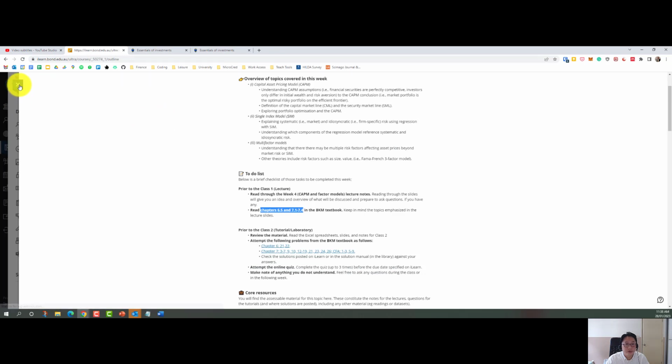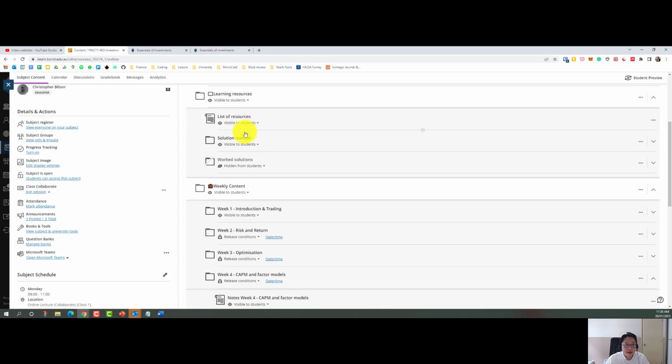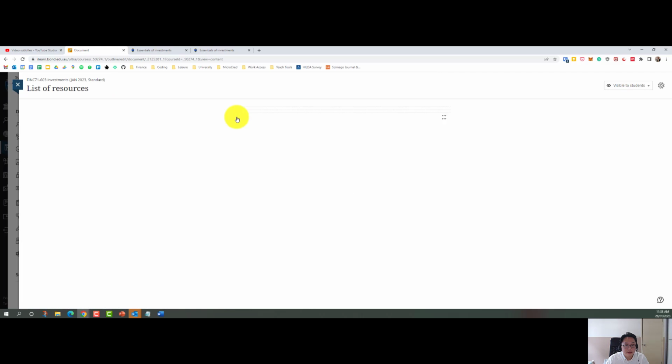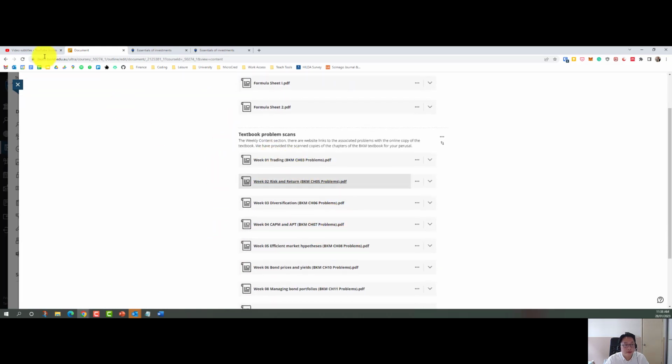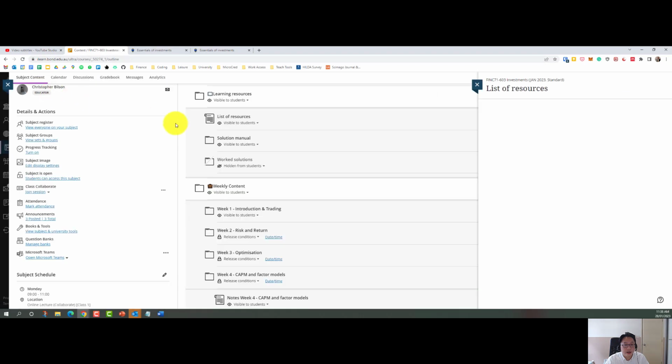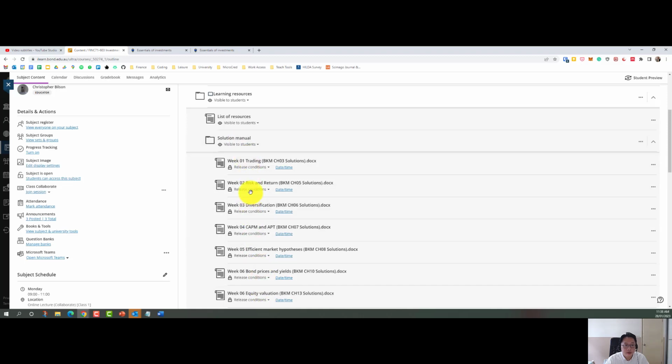Alternatively, as I've mentioned before, you can click on learning resources and you have the list of resources. Okay, and you can scan. The textbook problems are all here as well. Okay, and what I'll do is I will release the solutions to the work basically on the Sunday, or I'm thinking of maybe on the Friday, at the end of the week. So you can work on these tutorial questions and look at the solutions and work on it yourselves as well.